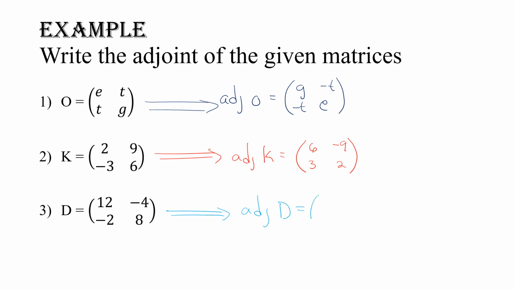And the adjoint for D is equal to switch the positions in the leading. So we have 8 here now and 12 here instead. And since the two signs are negative on the minor, then guess what? For the adjoint, they will both be positive. Easy breezy, easy does it.